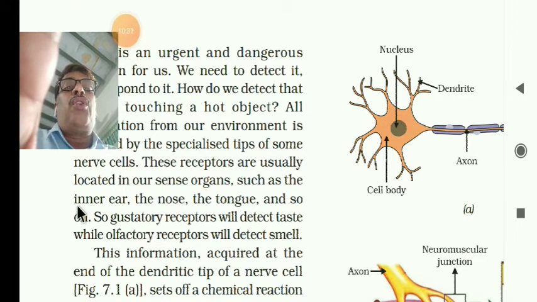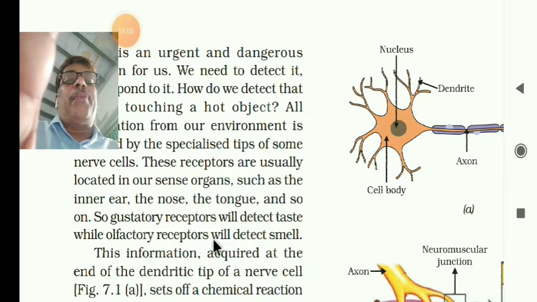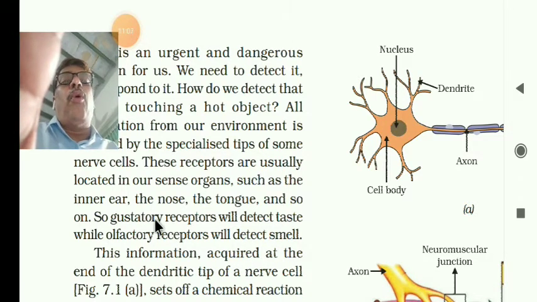Gustatory receptors detect the taste for us, while olfactory receptors detect smells. Dear students, both of these are so important, and you have to remember them. Gustatory receptors detect taste, while olfactory receptors detect smell.